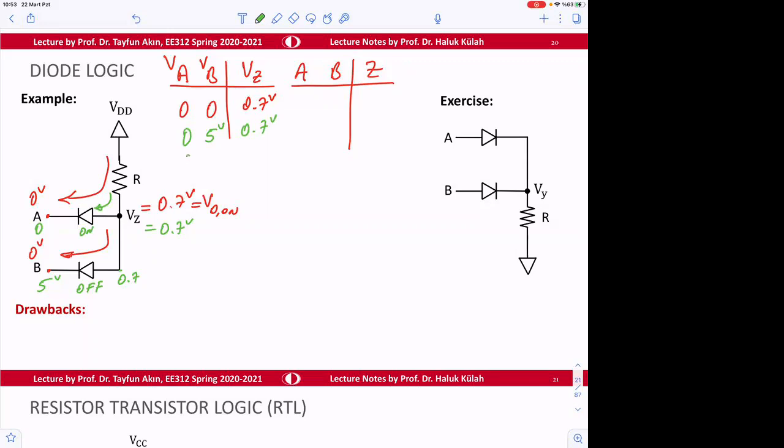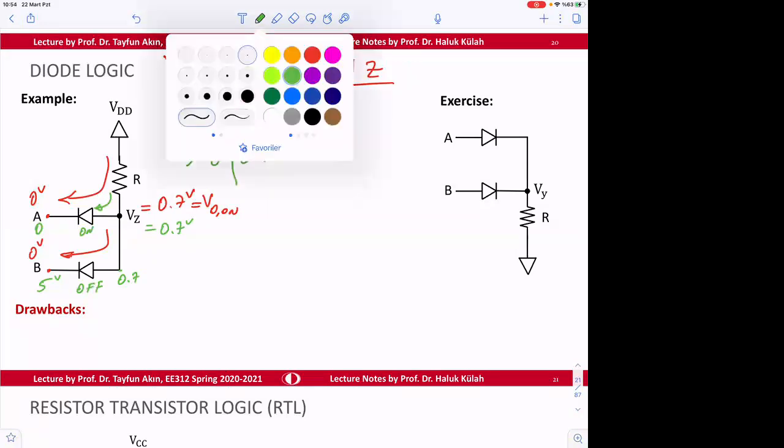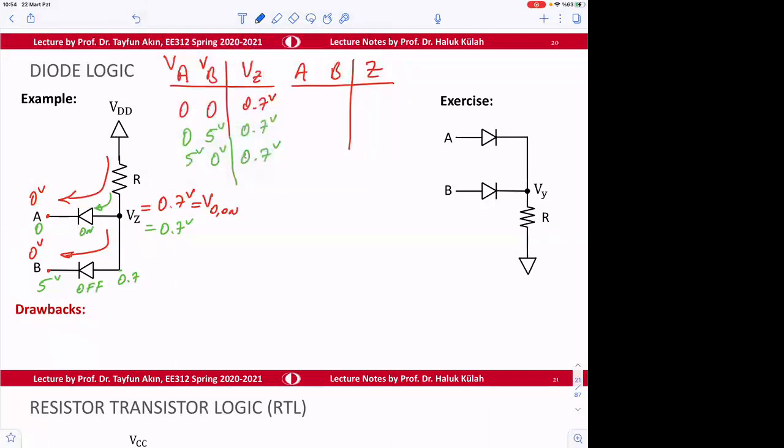So if we apply here 5 volts and here 0 volts, again, the output is going to be 0.7 volts. And then maybe let's select another color here, the blue, okay? If we apply here 5 volts, and this is 5 volts again, for this case there is no current flow path. Therefore, both diodes are going to be off. So this will be off, and this will be off.